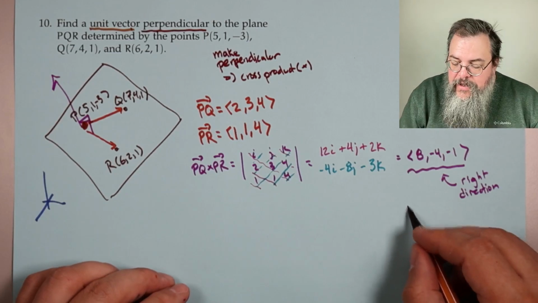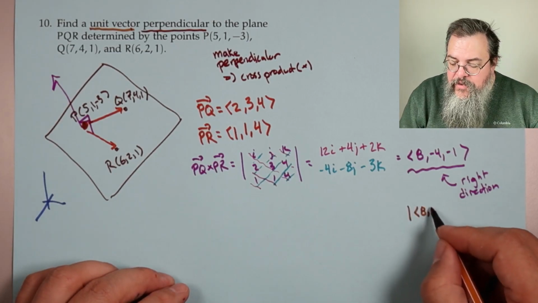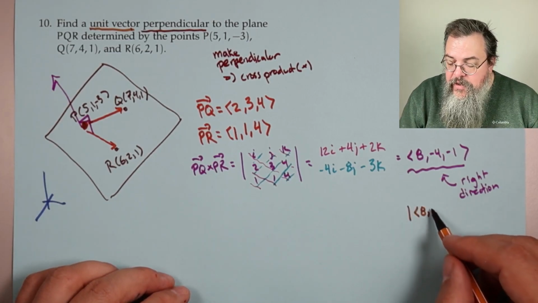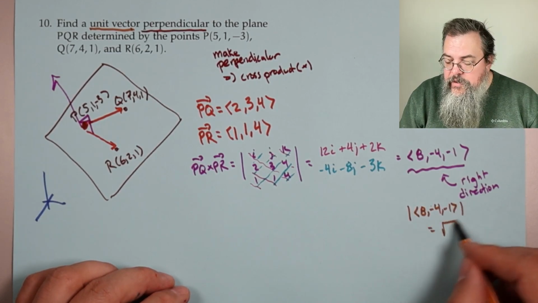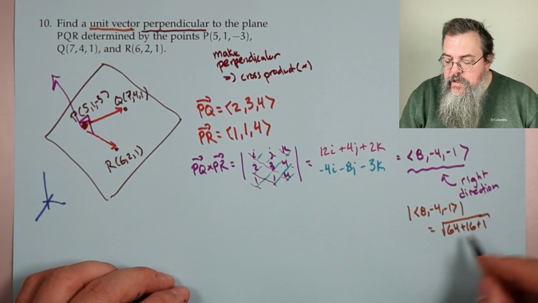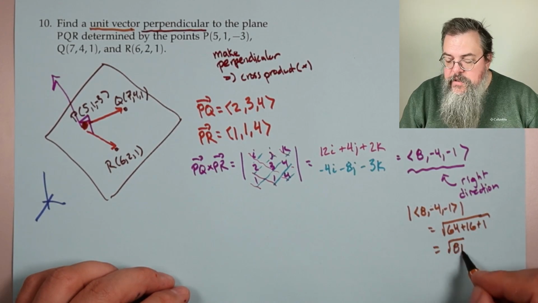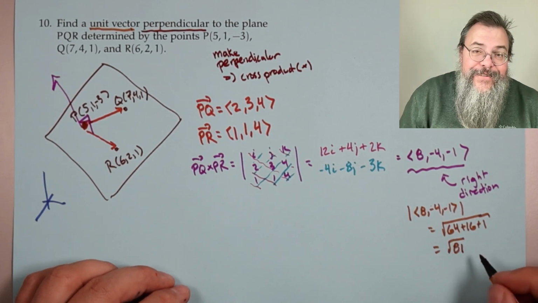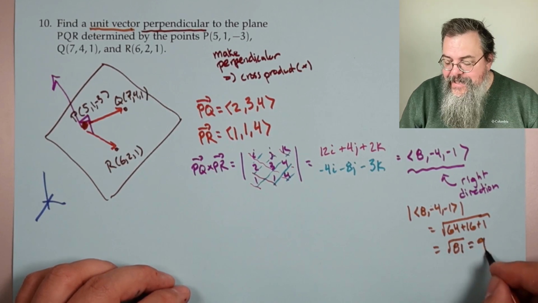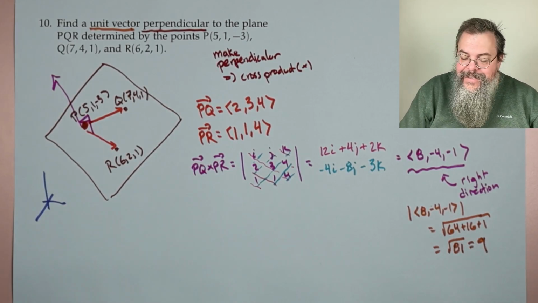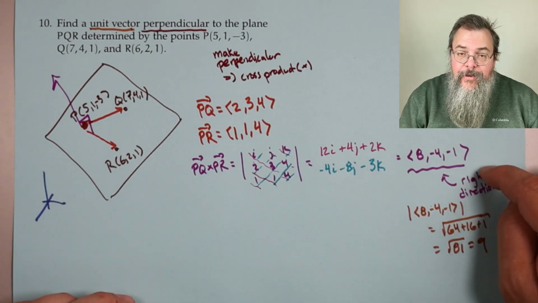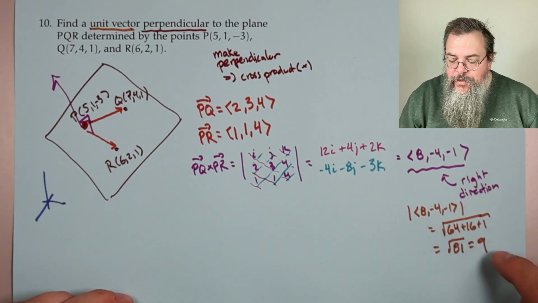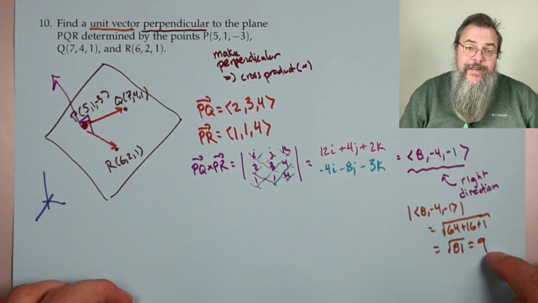Okay, so let's find the magnitude. So the magnitude of 8, negative 4, negative 1, well, that's the square root of 64 plus 16 plus 1, which is the square root of 81. Oh, they give us nice numbers. That's 9. All right, nice. Okay, so now, right direction, wrong size. It's too long. This has length 9, has to have length 1.